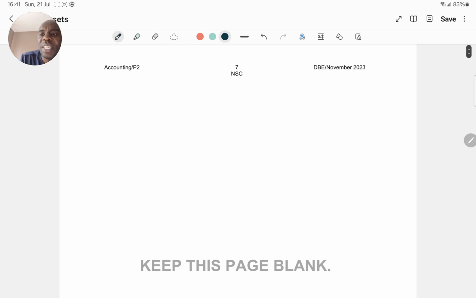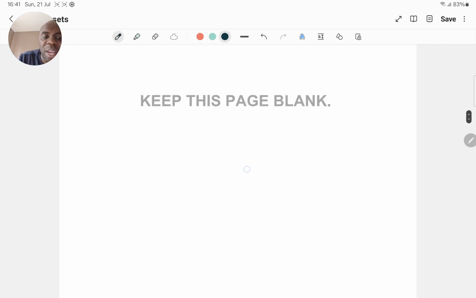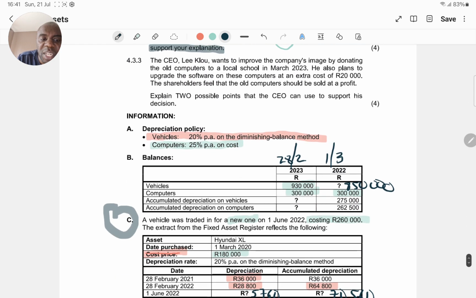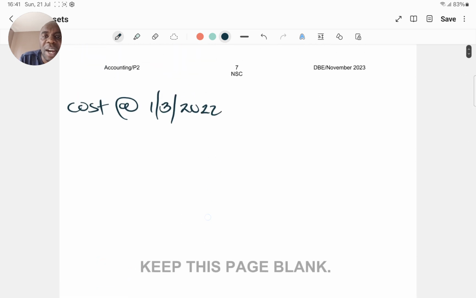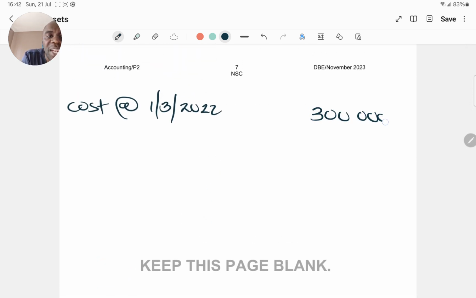You start with the cost at the beginning of the year. So it's the historical cost at the beginning of the year. The beginning of the year is the 1st of March 2022. And the cost is 300,000. We are given the cost of the computers as 300,000.